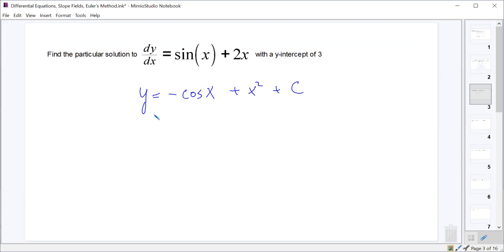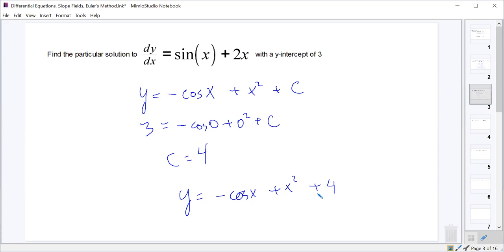And we plug in 0 for x and 3 for y. What do we get for our constant? We get 4. Good. So our function is y equals negative cosine x plus x squared plus 4. Pretty easy, right?